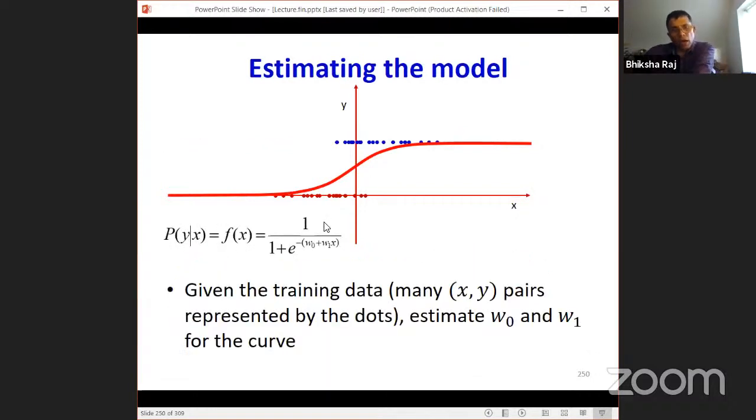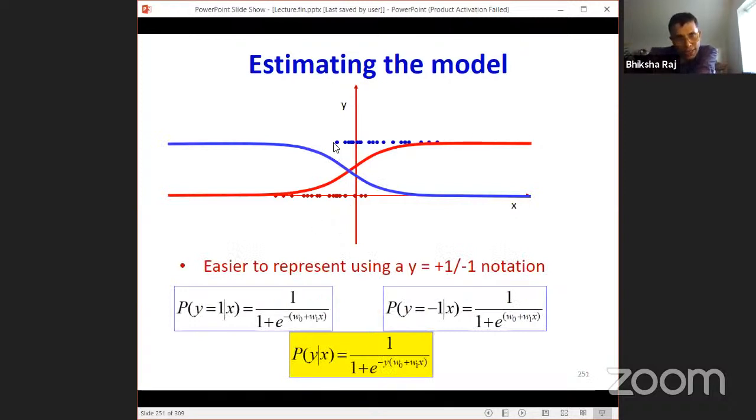Now, let's see how we can do this. To do this, I'm actually going to use a plus 1, minus 1 notation again. So the two classes are either plus 1 or minus 1. And now, this red curve gives you the a posteriori probability of class 1 given the input. So 1 minus the red curve, which is this blue curve, is going to give you the a posteriori probability of class 0 given the input. And if you work out the arithmetic, the red curve has this formula over here, 1 over 1 plus e raised to minus of (w0 plus w1x). The blue curve has this formula over here, which is 1 over 1 plus e raised to plus (w0 plus w1x). Again, if you work out the arithmetic, you'll find that this is simply 1 minus this term.